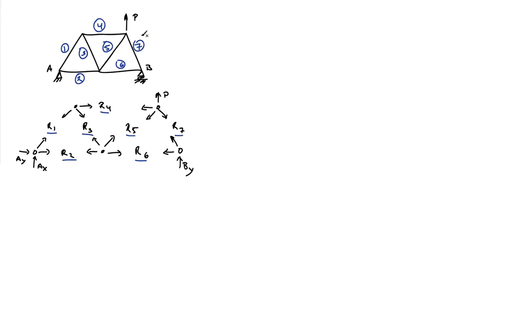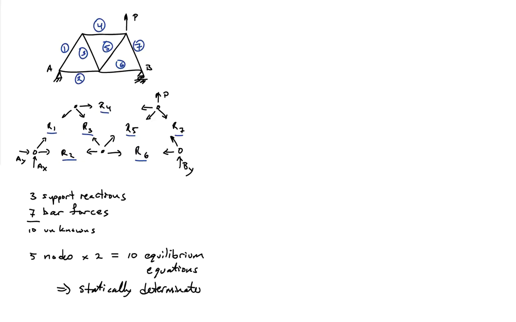So this is my setup here, and I can go ahead and count my equations. There are 3 support reactions, so AX, AY, and BY, and there's 7 bar forces. So there's a total of 10 unknowns in this system. It has 5 nodes, and each node is subjected to a set of concurrent forces, so there's 2 equilibrium equations. So that gives me a total of 10 equilibrium equations.